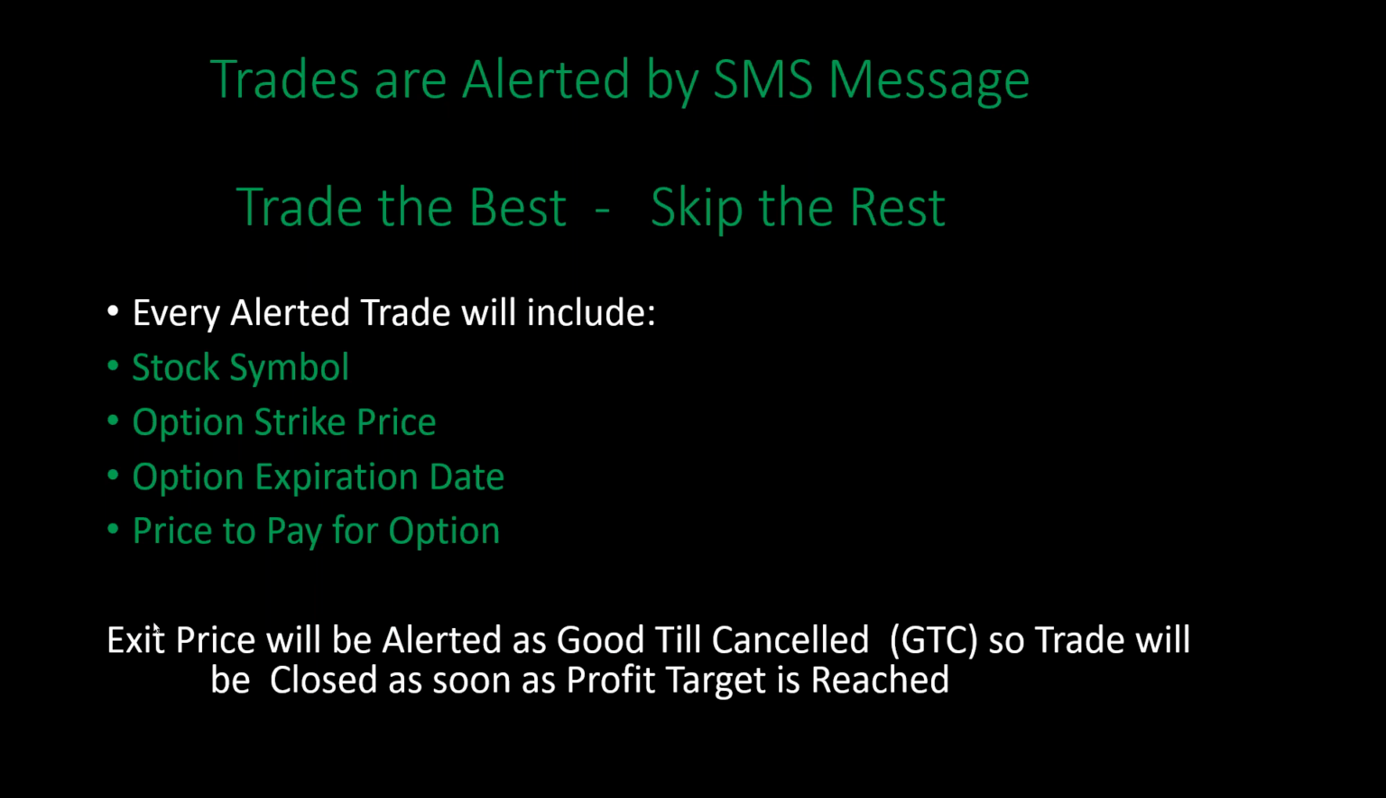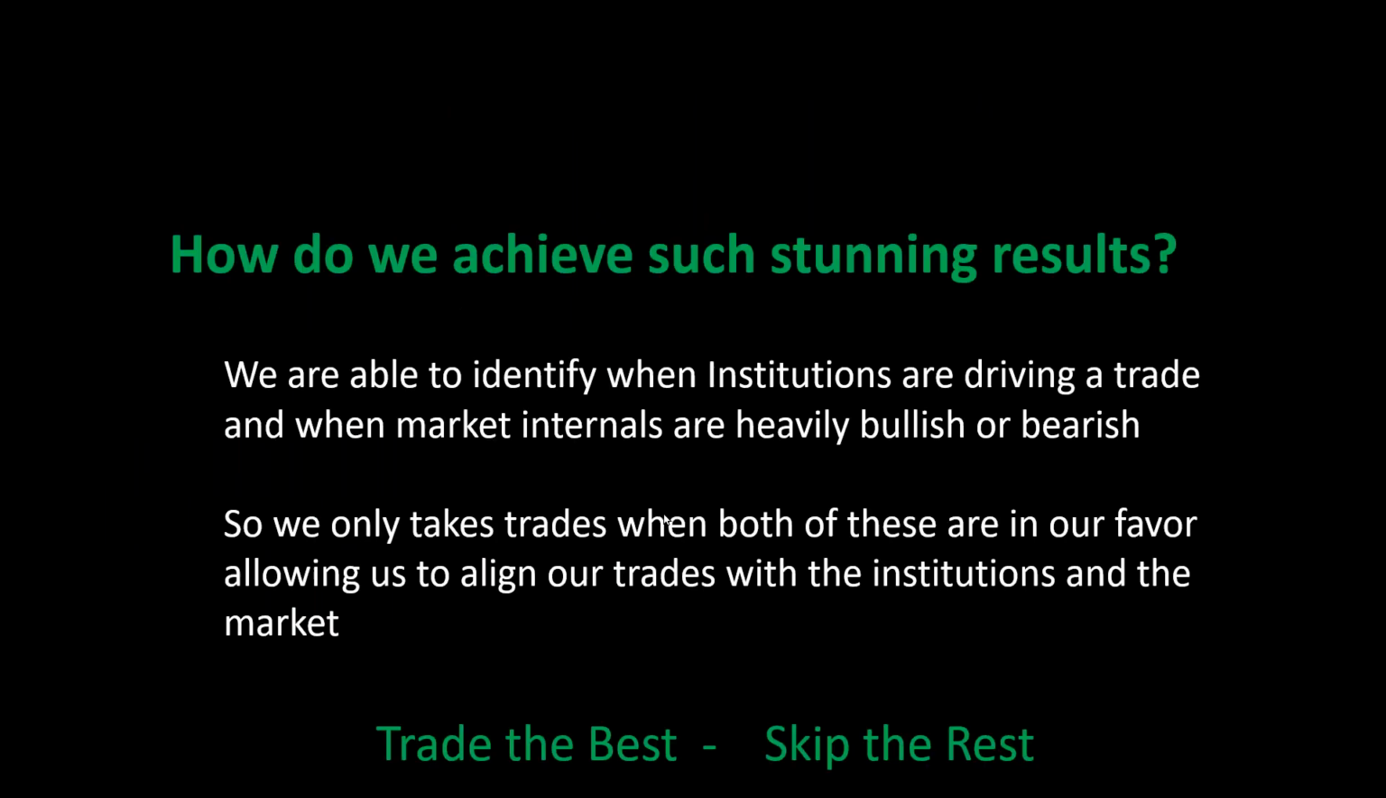So you'll get the option price, the strike price, the stock symbol, expiration date, and price to pay, and then you'll get another alert with the sell price. Like, I think on Spotify we had a purchase price of $5, and we sold it today for $5.70, and that went out with a $5.70 sell on it. And so you can see that you put your order in and you're done.